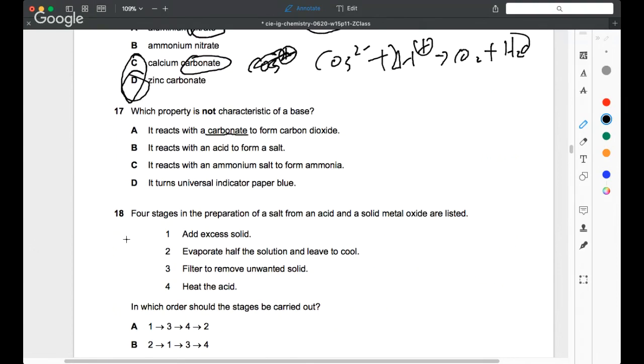Number 17. So which is not a characteristic of a base? The answer is A, because carbonate is a base. It reacts with acid to give you carbon dioxide, but it can't react with base. So A is a wrong statement.